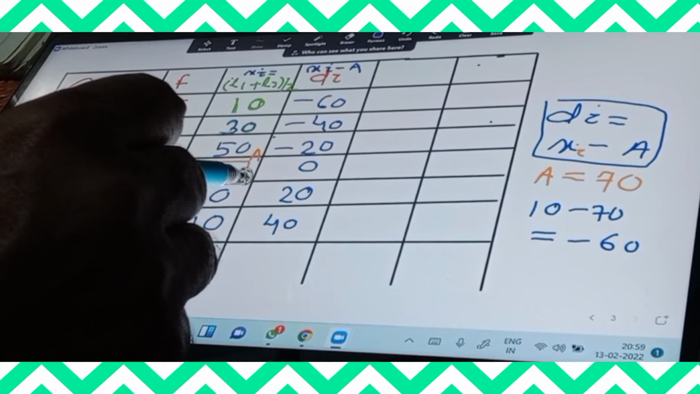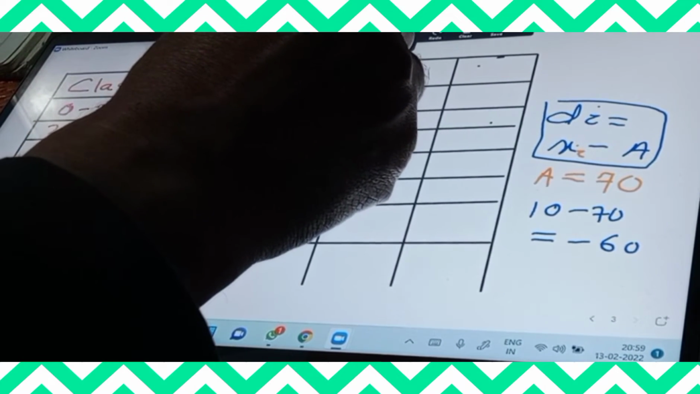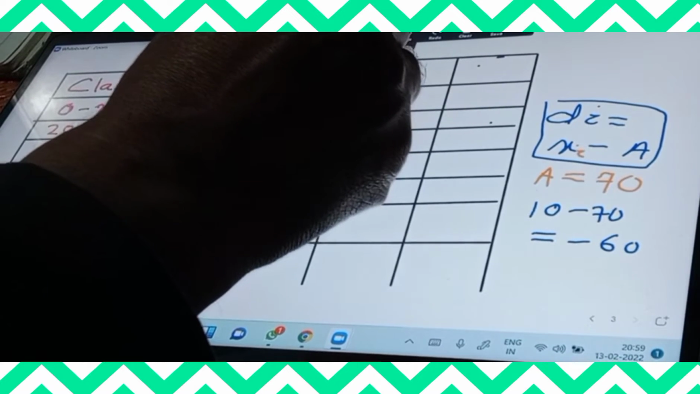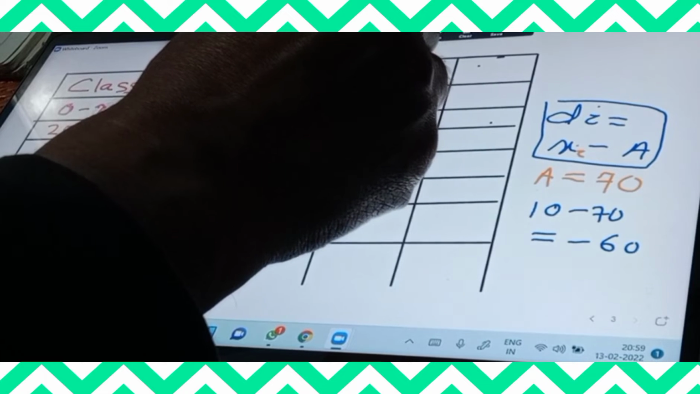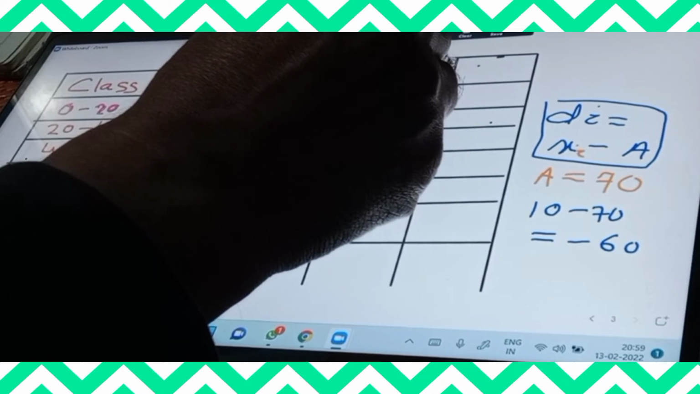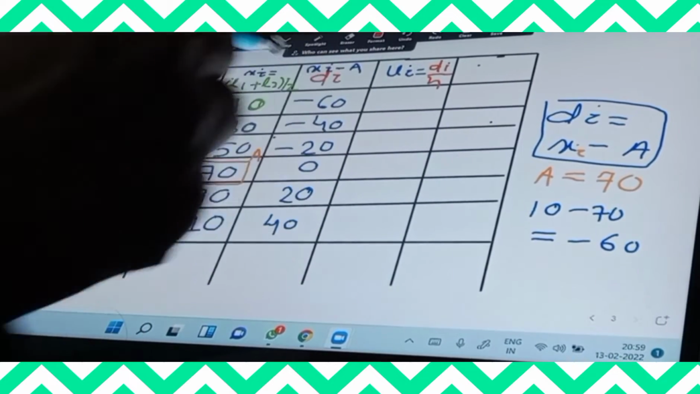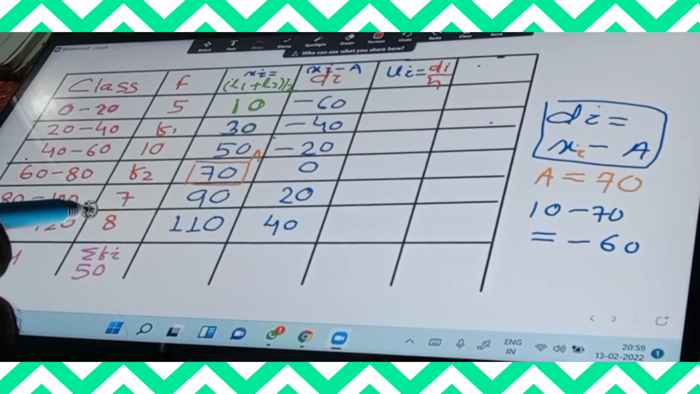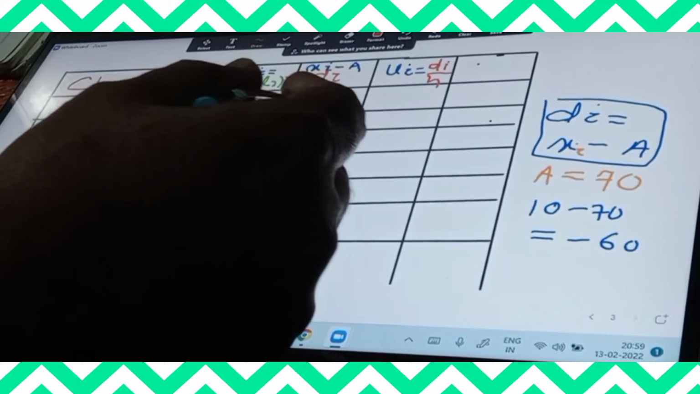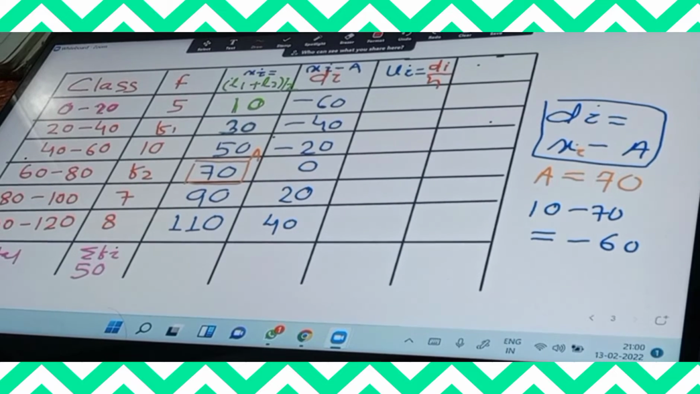After finding deviation, you have to find out ui, which is known as di upon class size, or the common factor of the deviation di. You see minus 60, minus 40, minus 20, 0, 20, 40. What is the common factor? The common factor is 20, which is equal to the class size.